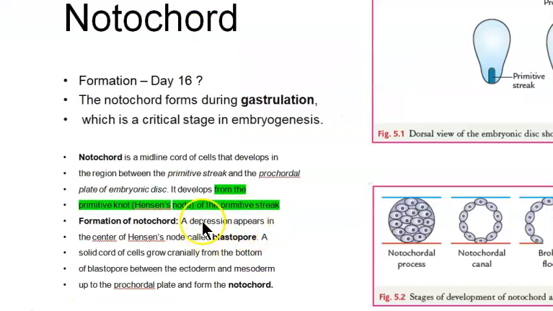So how does it form? A depression appears in the center of the Hensen's node called blastopore. Then what will happen? These cells will grow cranially from the bottom of the blastopore between the ectoderm and the mesoderm up to the prochordal plate to form the notochord. So all these terminologies you should say, it is from this blastopore it will grow cranially, okay, between the ectoderm and the mesoderm.